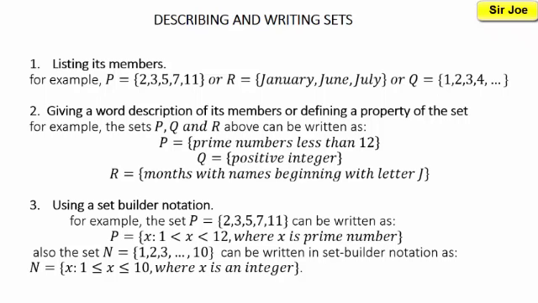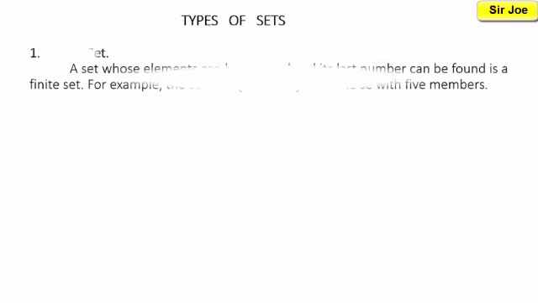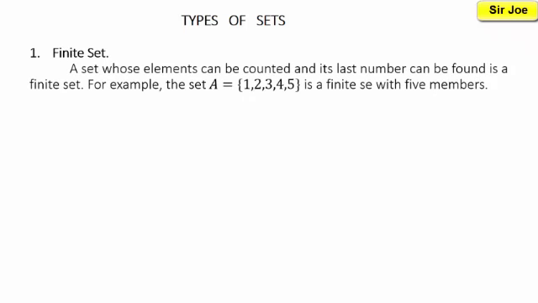Okay, let's move on. Now let's go to the types of sets. You all know the types of sets, so we will go through them very fast, then move along. The first one is a finite set. A finite set is a set whose elements can be counted and its last number can be found. So any set in which you can count its elements and the last number can be found is called a finite set.